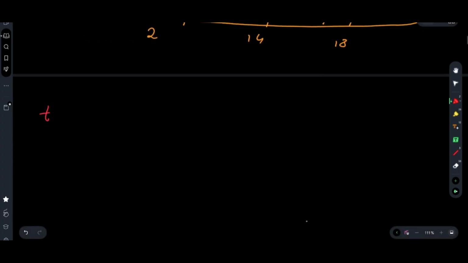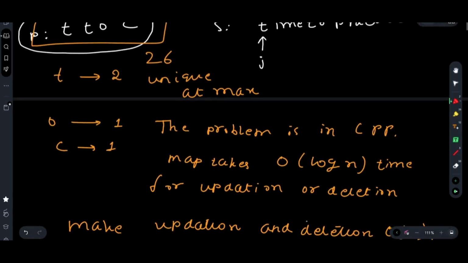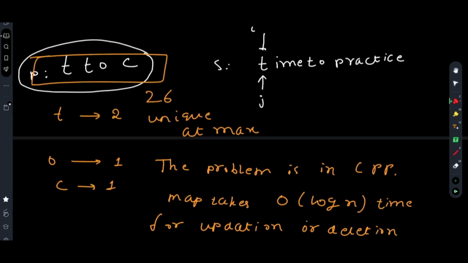Now let us start iterating. T I M E T O P R A C T I C E. Let's start at J from T. First, you check, is T a danger character? Let us define danger characters as the ones that must be present in the answer substring of S, that is, the characters which are present in T.